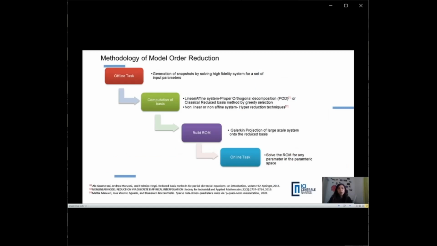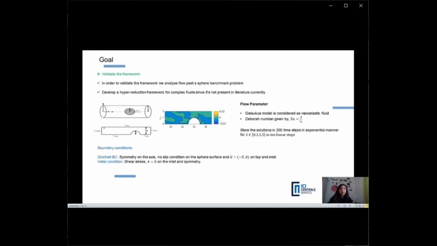But we can use model order reduction techniques, which involve two steps, offline and online. In the offline step, we generate snapshots by solving the high fidelity system for a set of input parameters. And then we compute a basis by doing POD, or for nonlinear systems, we can use some hyperreduction techniques. After computing the basis, we then build the ROM by projecting this large scale system onto the reduced basis. And then in the online step, we solve this reduced order model for any parameter in the parametric space.